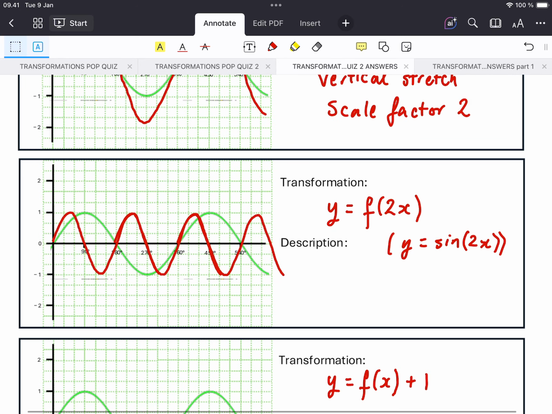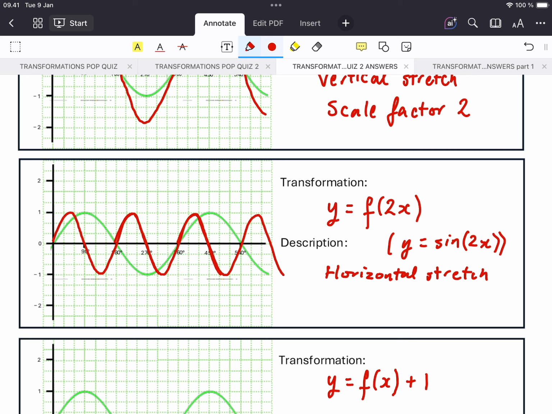So I'm going to call that a horizontal stretch, even though it's not really stretching. It's more like it's squashing it. But I'm going to call it scale factor a half to reflect the fact that it's actually squashing in.